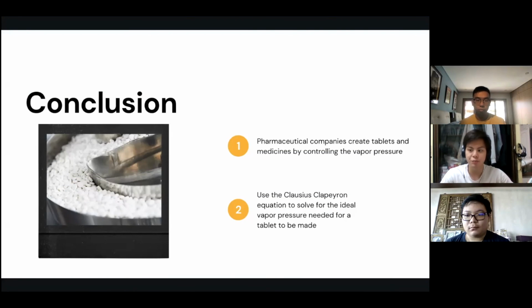With this, the use of vapor pressure has many applications in the real world. One such example is its use in the pharmaceutical industry to coat tablets using heated air. Pharmaceutical companies create these tablets and medicines by controlling the vapor pressure to create ideal conditions for the tablets to be made. Controlling the vapor pressure in an area is possible by using the Clapeyron equation, which includes factors such as temperature, latent heat of evaporation, and pressure to solve for the ideal vapor conditions needed for a tablet to be made. With this, many people are able to benefit from the use of tablets such as medicine.